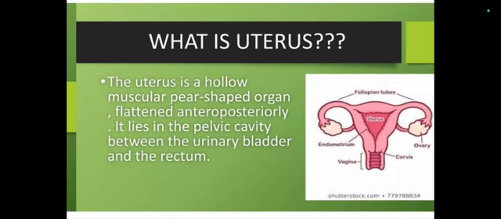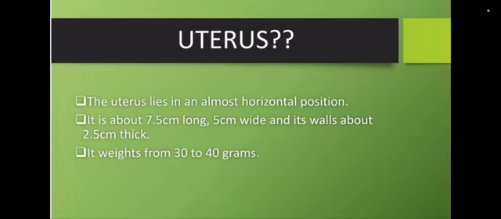What is a uterus? I am going to present the uterus. The uterus is a hollow, muscular, pear-shaped organ flattened anteroposteriorly. It lies in the pelvic cavity between the urinary bladder and the rectum. The uterus lies in an almost horizontal position.